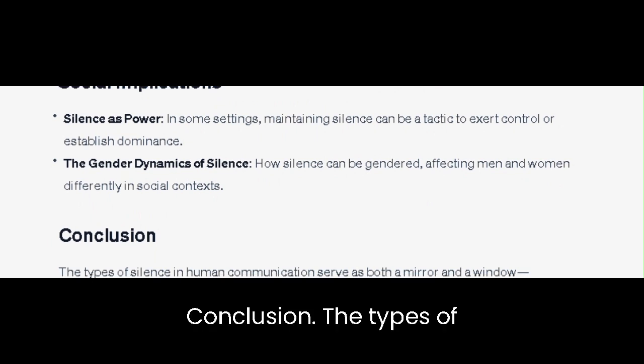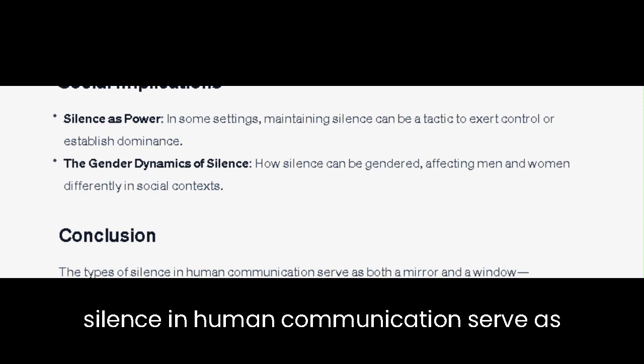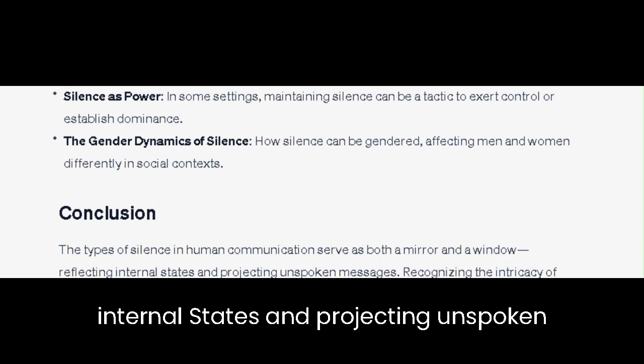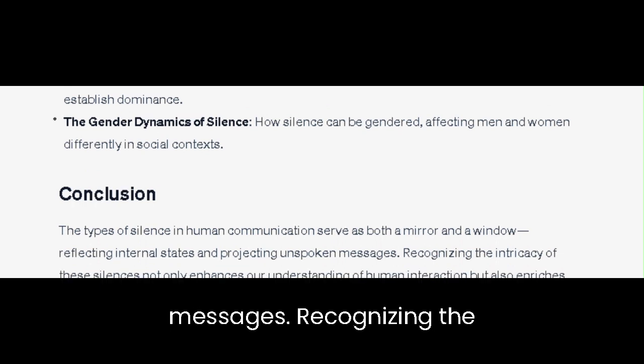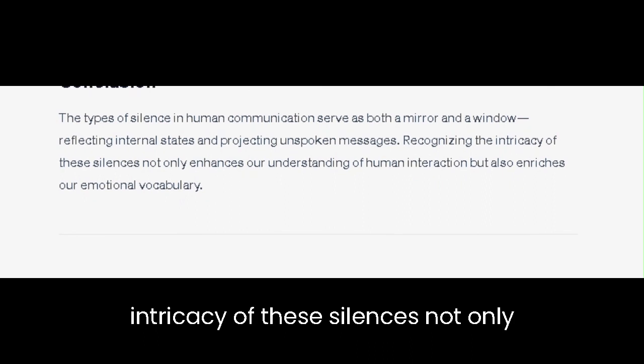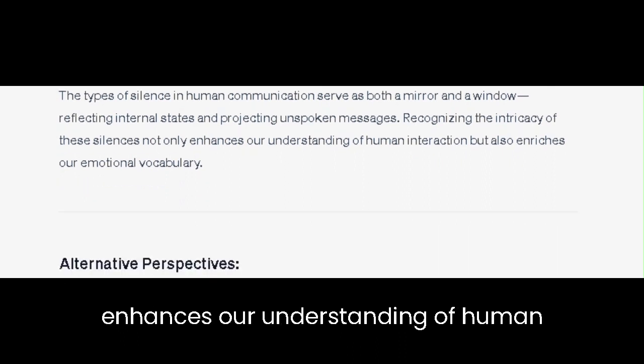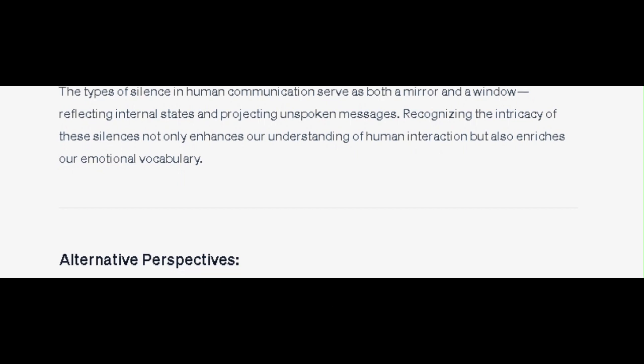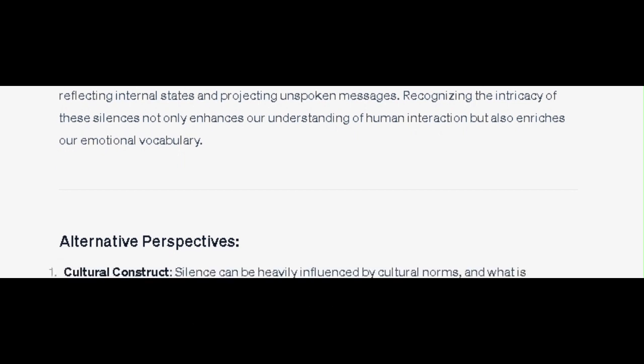Conclusion. The types of silence in human communication serve as both a mirror and a window, reflecting internal states and projecting unspoken messages. Recognizing the intricacy of these silences not only enhances our understanding of human interaction but also enriches our emotional vocabulary.